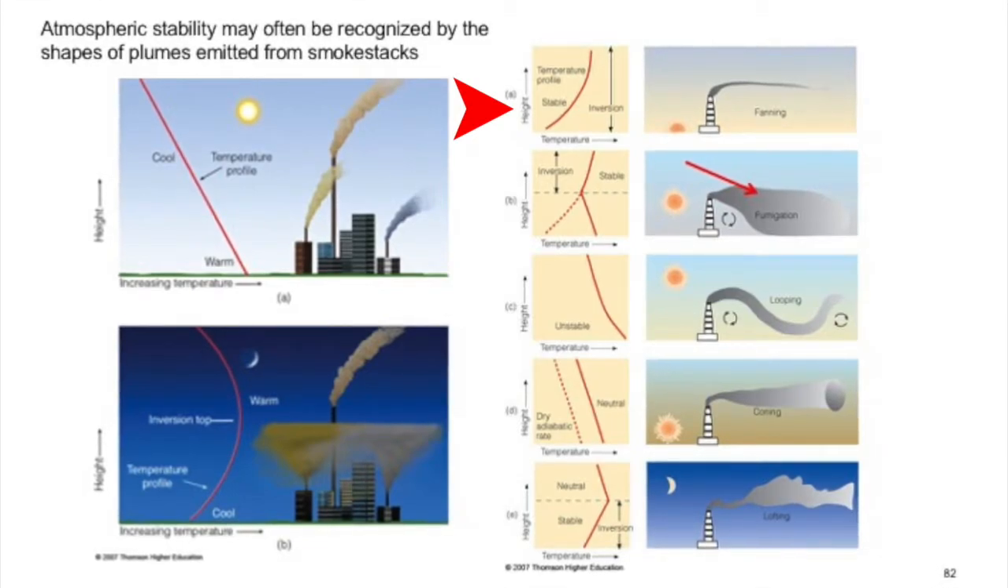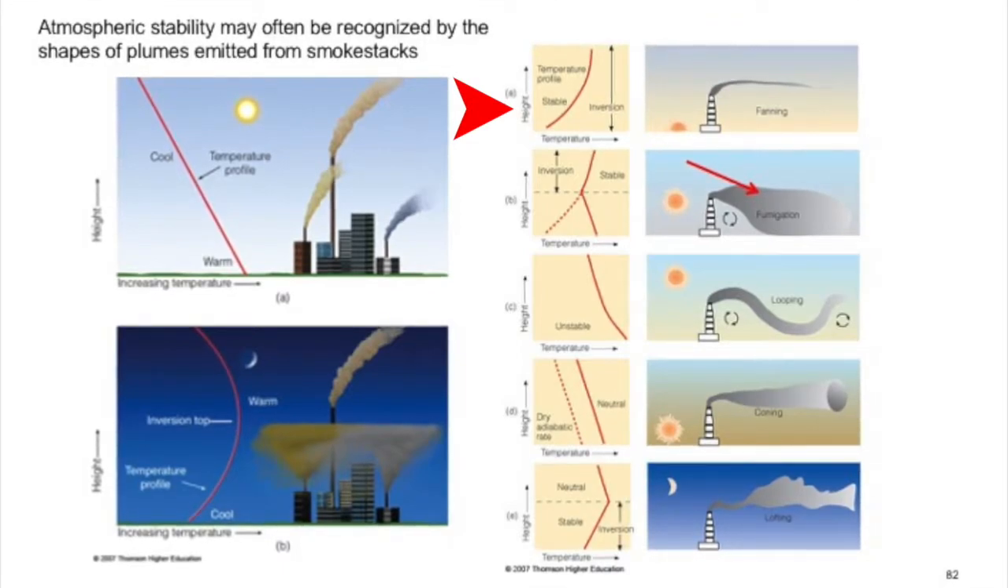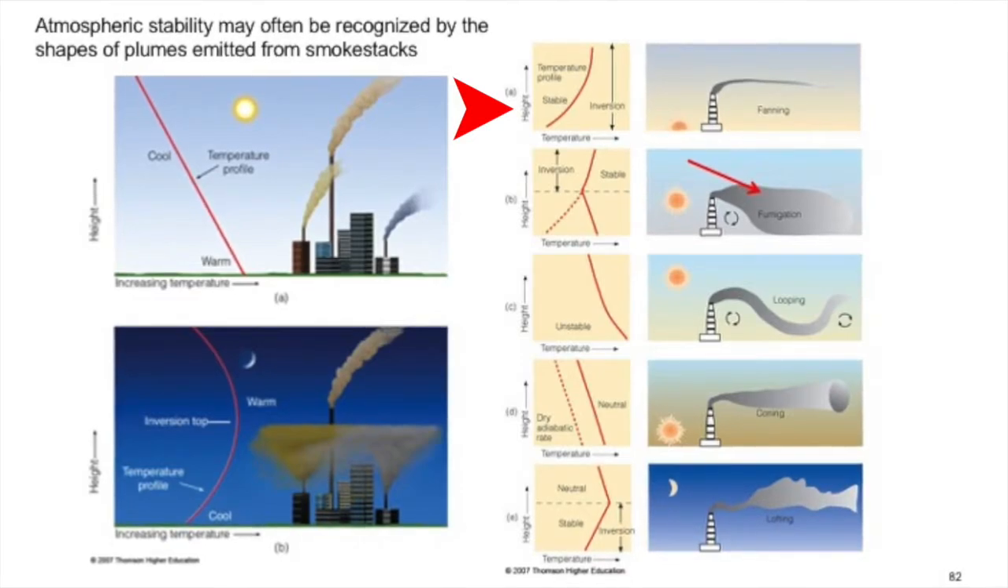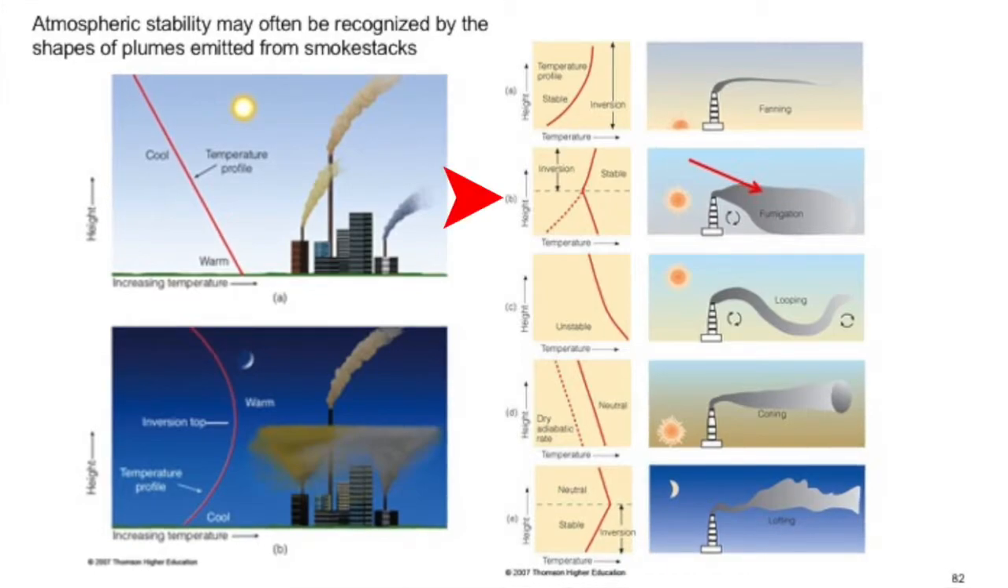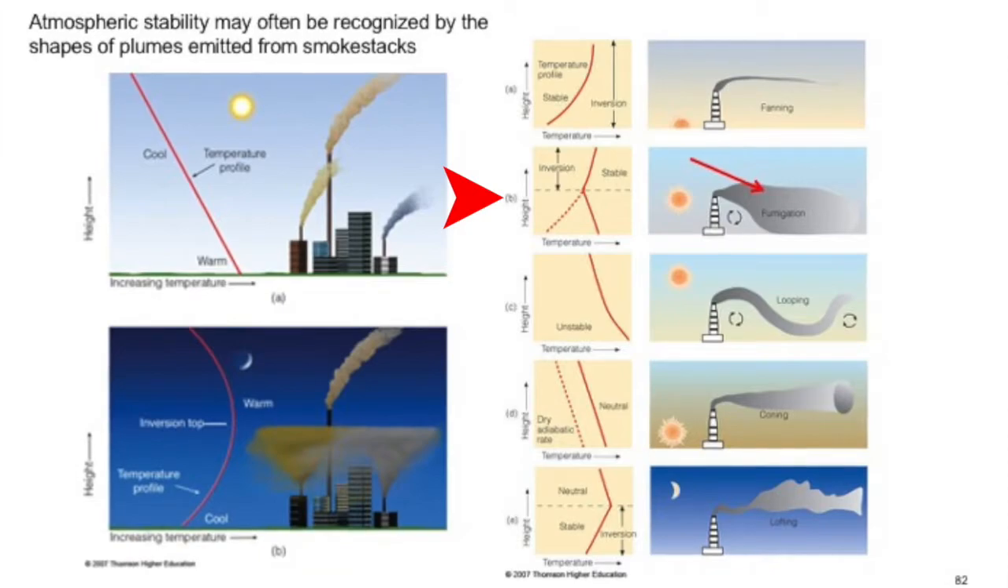This creates a plume that is called fanning. These conditions are most likely to form late in the evening, and they will persist through the night and the early morning.